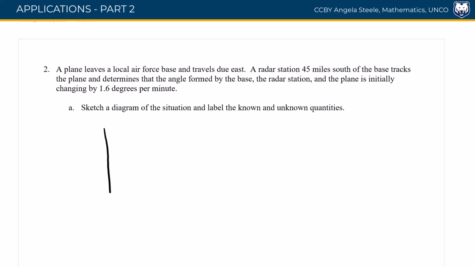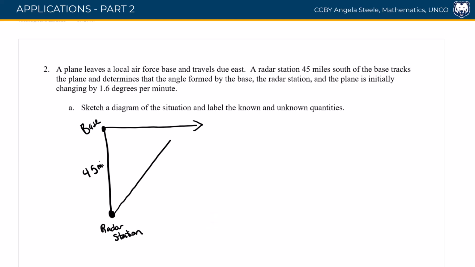So we are going to start with this idea that we are looking at a base. And we know that the radar station is 45 miles south of the base, so we know that this distance is 45 miles. And then the radar station is down here. We also know that the plane is leaving the base and traveling east, and I'm going to put an arrow because that plane is going to continue traveling.